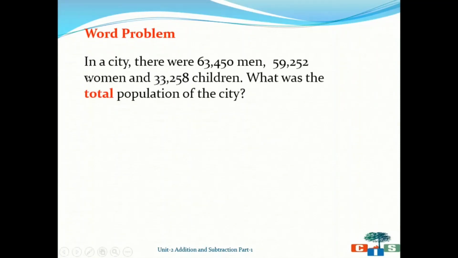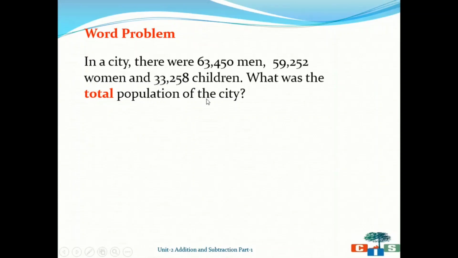Here we have a statement: in a city there were 63,450 men, 59,252 women and 33,258 children. What was the total population of the city? To understand the problem well, read the statement twice and find out the keyword in the statement. Here we have 'total' as a keyword, which tells us that this word problem is based on addition. Next we need to frame the statements.